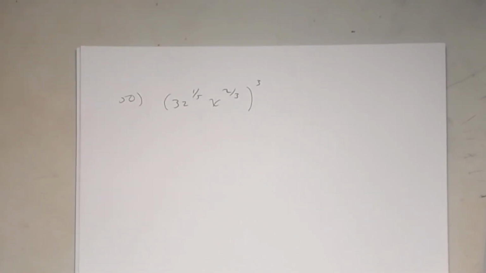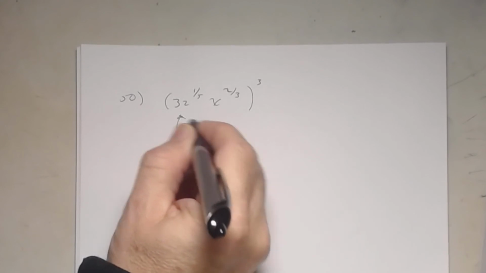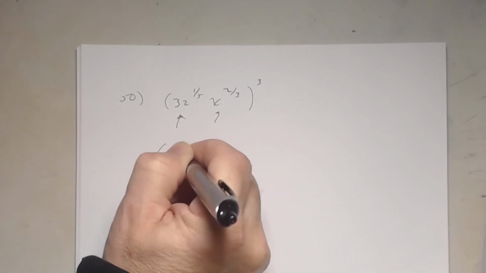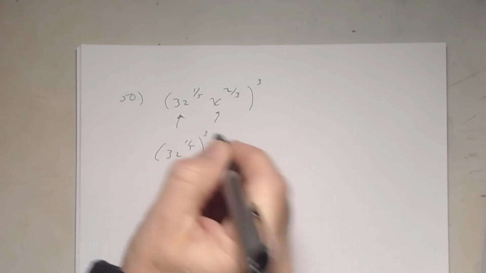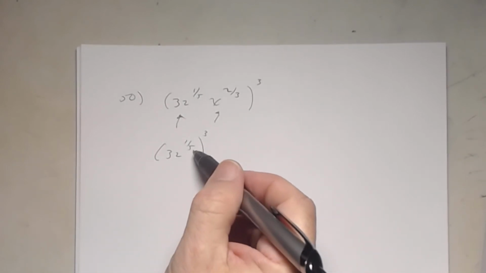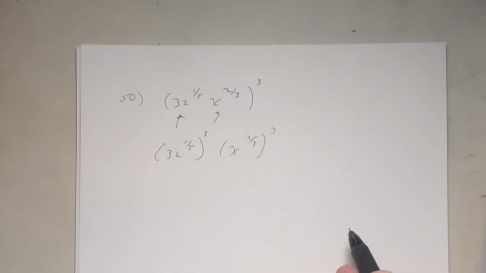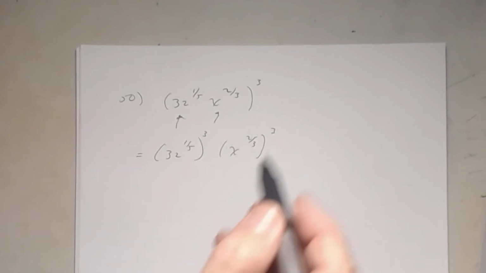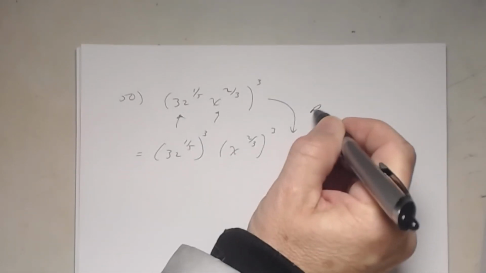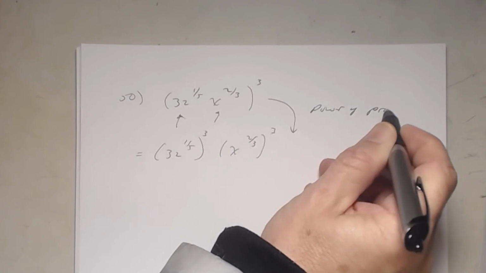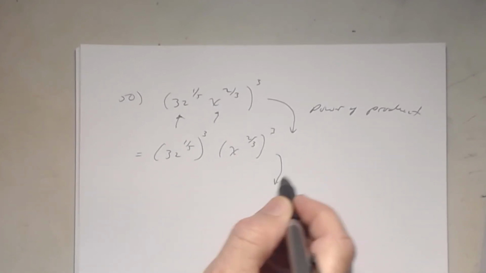So 32. All right, so what property or what rule are you going to use right off? Power of a product. So the power of a product says I take each of these factors, so 32 to the 1/5, and I raise it to the outer power. So that's 32 to the 1/5 cubed, and then it's x to the 2/3 cubed. And then what property did I use next? To go from here to here, I used the power of a product. And then now I'm going to use the power rule.